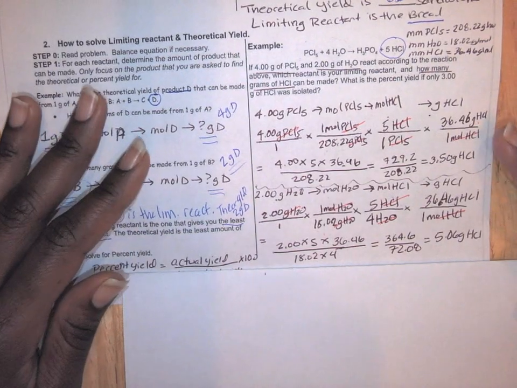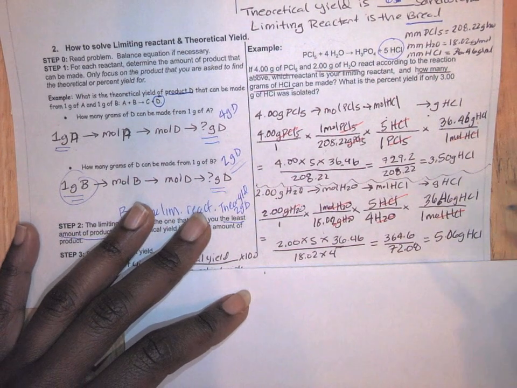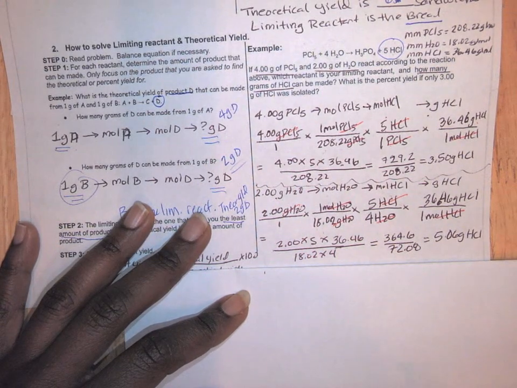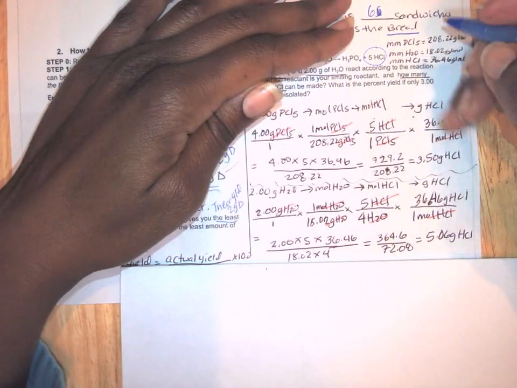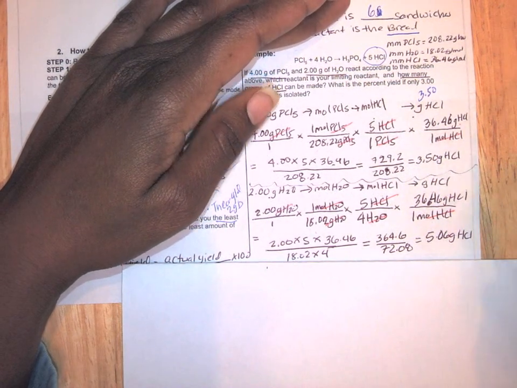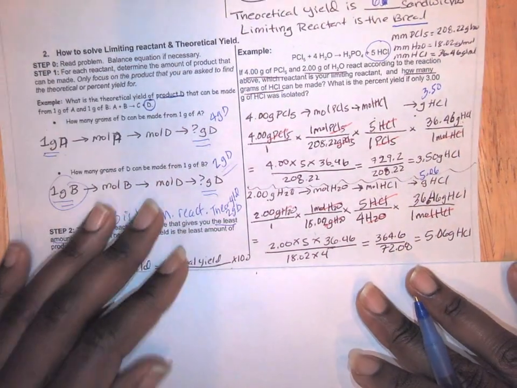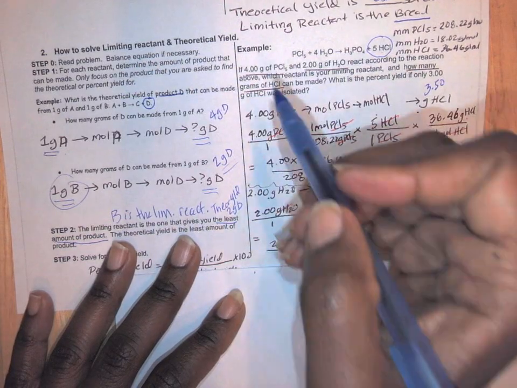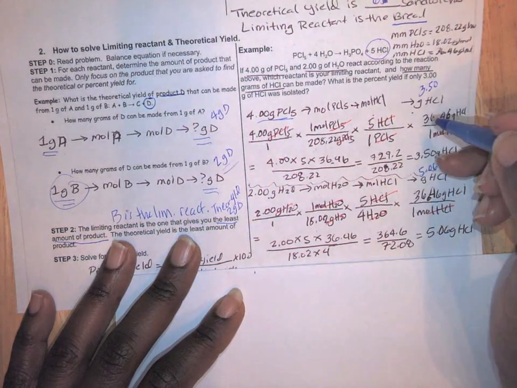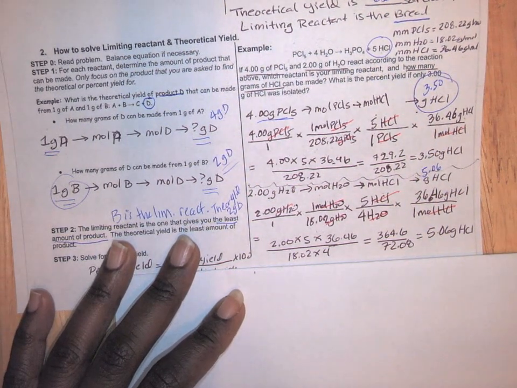All right. So if this was an infomercial, that's the moment where they would say, but wait, there's more. We still haven't figured out which one is the limiting reactant or the theoretical yield, but we now have the information to do so. So we know for the 4 grams of PCl5, I could make 3.5 grams of HCl. And for the 2 grams of water, you can make 5.06 grams of HCl. So which one is our limiting reactant? It's going to be the PCl5, right? Because that gives us the least amount of product. And our theoretical yield will be the 3.50 grams.